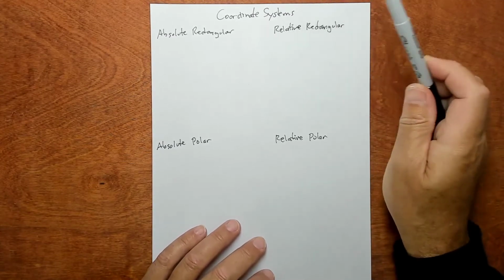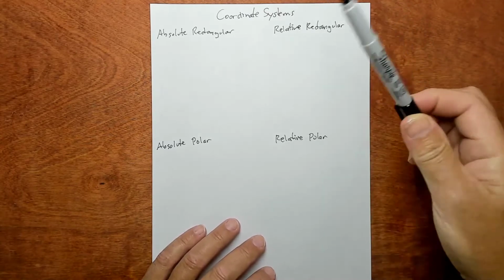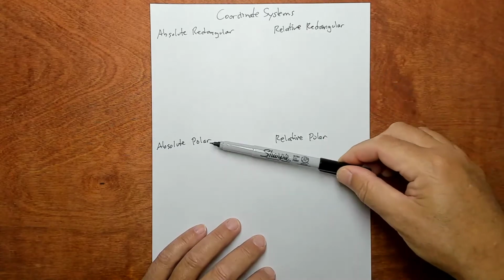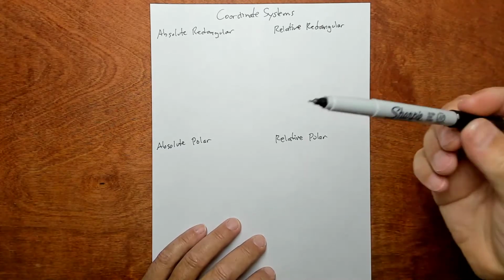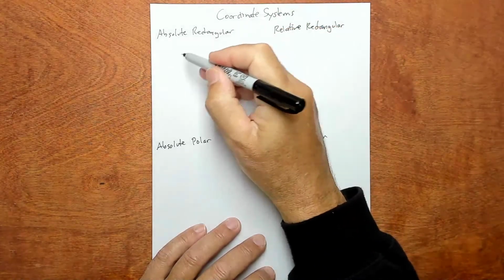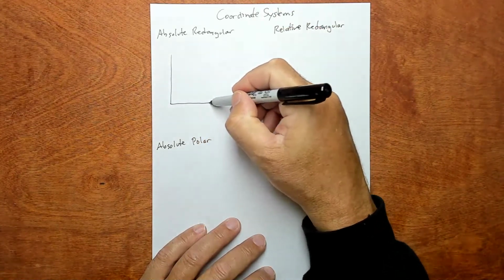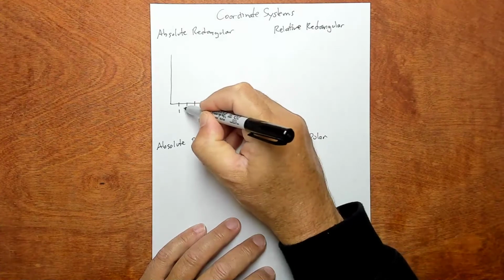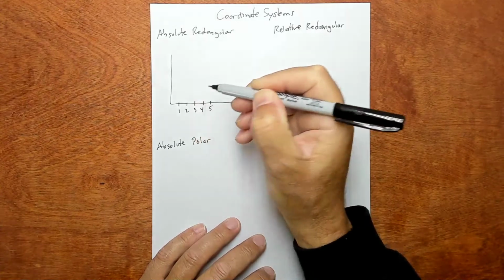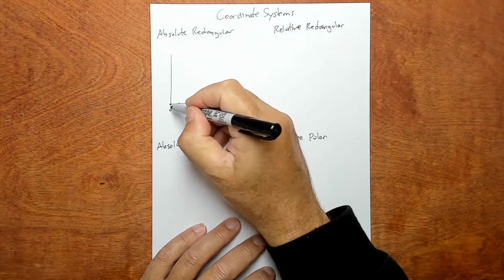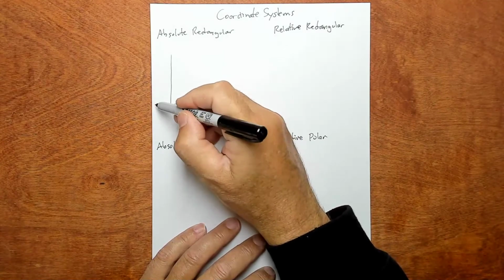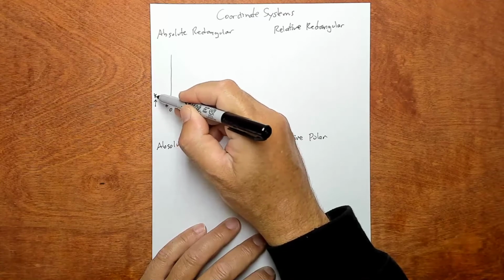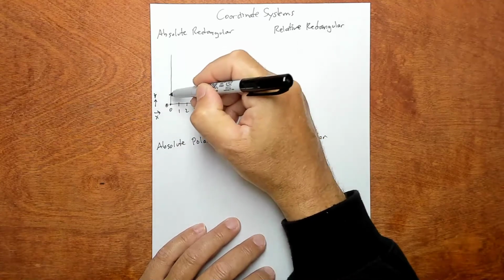So that's coordinate systems. There are 4 coordinate systems that we're interested in: absolute rectangular, relative rectangular, absolute polar, and relative polar. For absolute rectangular, you have the XY coordinate system, the Cartesian plane, really. And this is 0, 0. You've got Y going up like this, and X going this way.